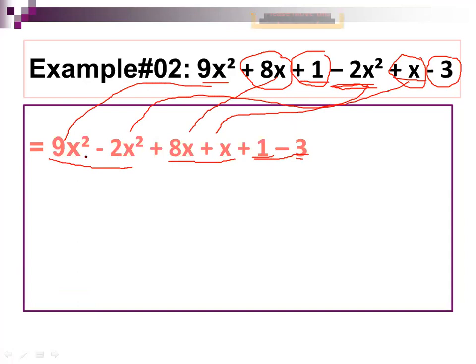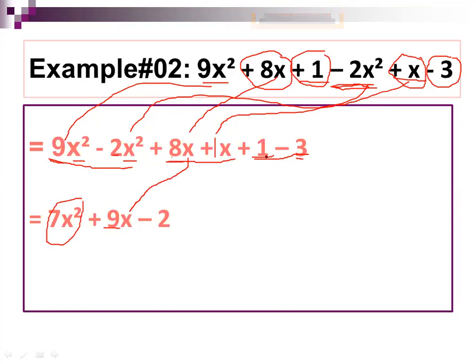Now simply you have to subtract. So 9 minus 2, what will it become? It will become 7x squared. Your variable will remain the same, you will not touch your variables. Simply subtract the coefficients. Here you have coefficient 8, and here your coefficient is 1. So 8 plus 1 will become 9, and your variable will remain the same.